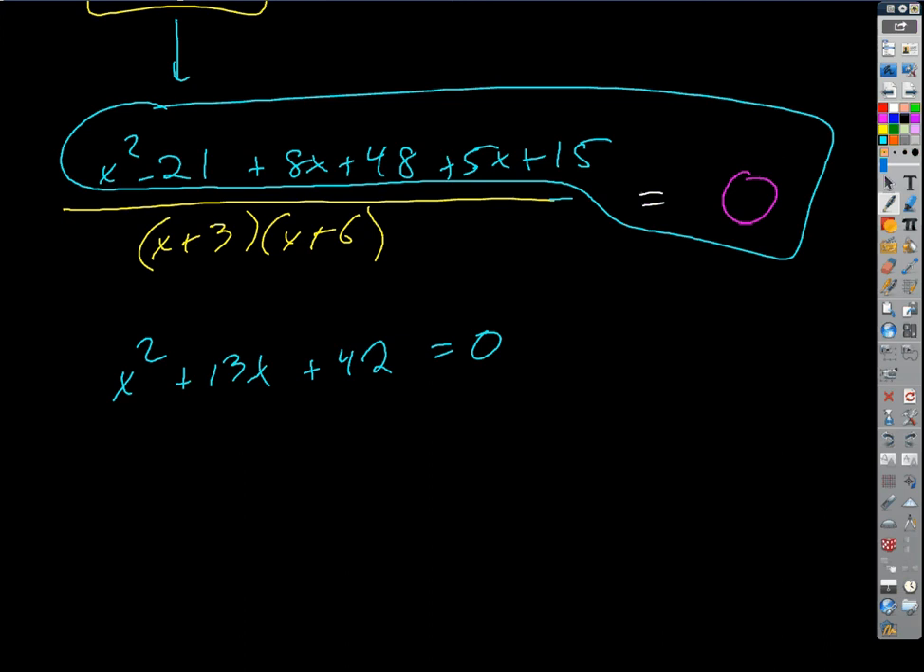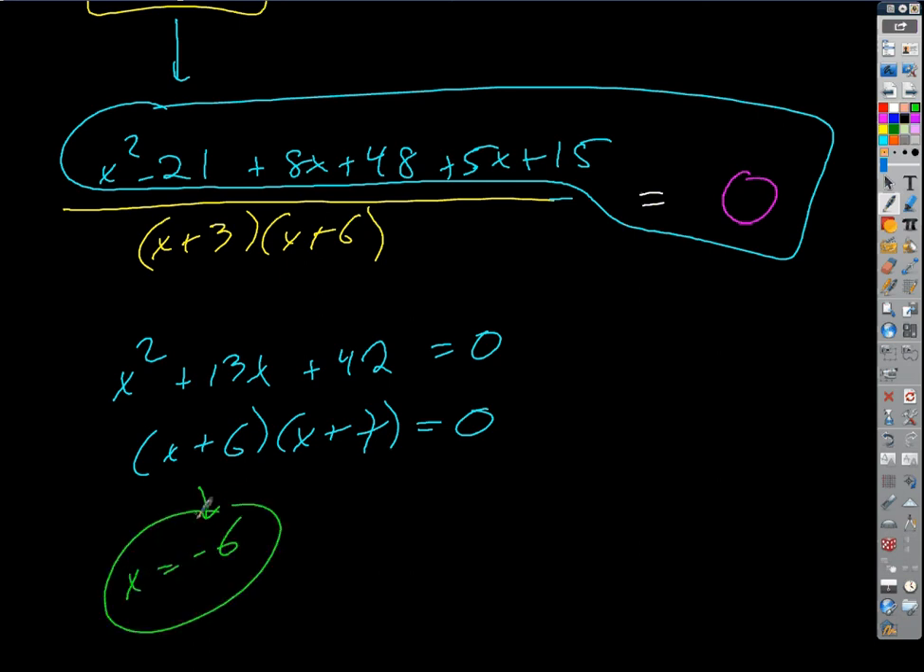We've got to multiply to 42 and add to 13, right? There you go, 6 and 7. So we get x plus 6 times x plus 7. So what are my solutions going to be? -6, -7, but you can't have a -6.